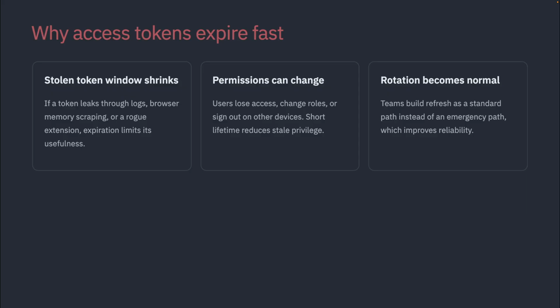And rotation becomes normal. Teams are building refresh as a standard path instead of an emergency path, which improves reliability. That means that you can be using the app and you never know that your browser is using JavaScript to call that refresh token and you're updating whenever it is needed.